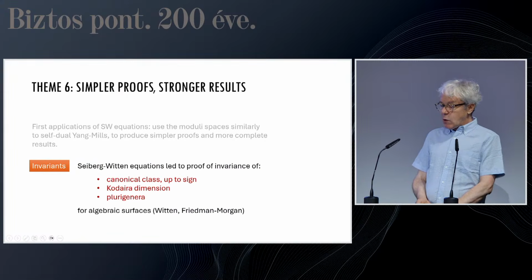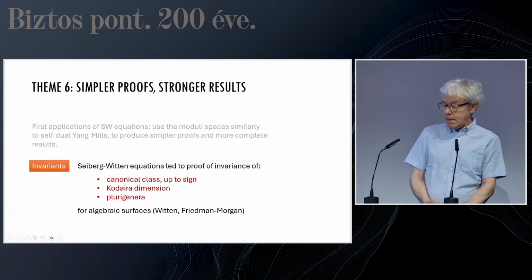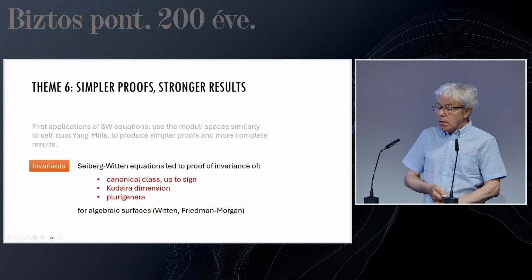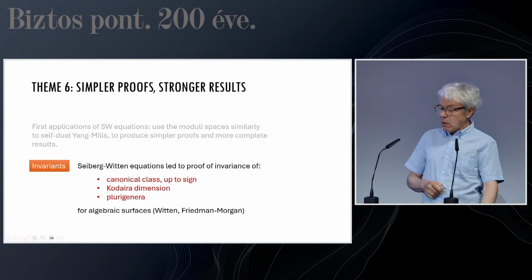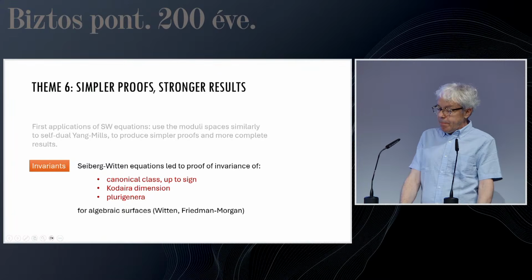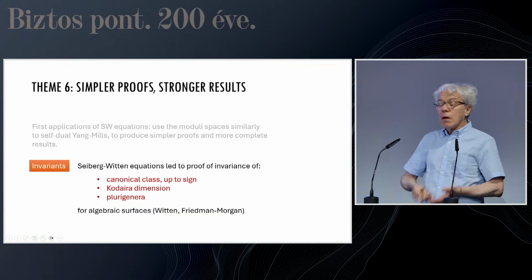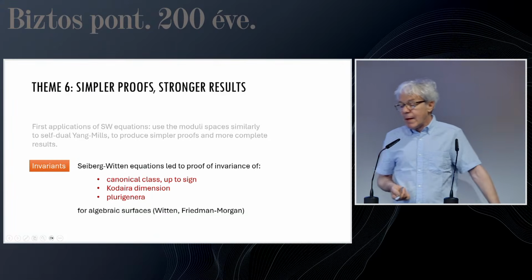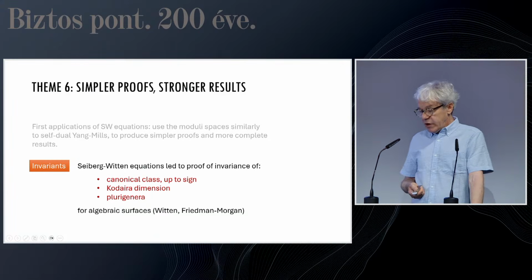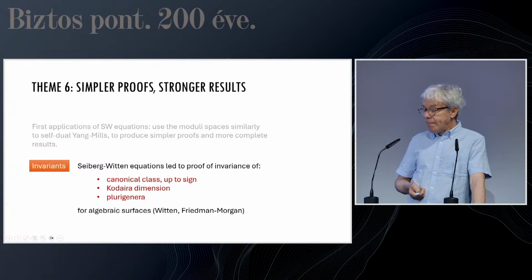So a lot of things happened very quickly for old problems which were once thought about with the Donaldson invariants, but now could be proved with the Seiberg-Witten equations. The invariance of the canonical class up to sign for an algebraic surface under diffeomorphisms was quite straightforward to prove. The invariance of Kodaira dimension and the plurigenera, so concepts that come from algebraic geometry of algebraic surfaces, turned out to be diffeomorphism invariants.